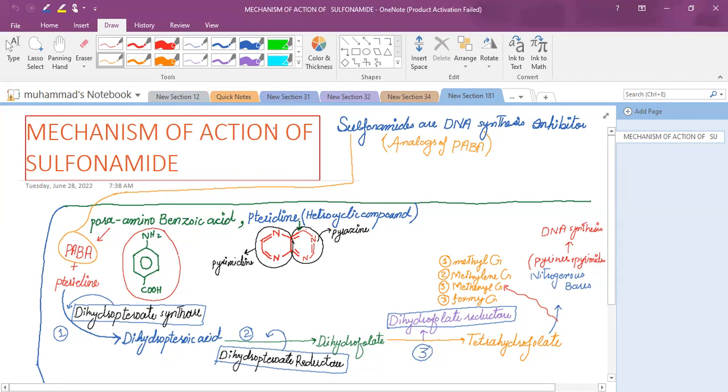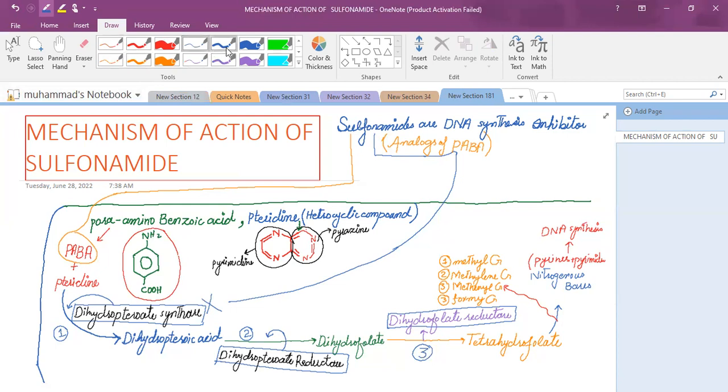The other mechanism is that sulfonamides inhibit this dihydropteroate synthase. This is the second mechanism.